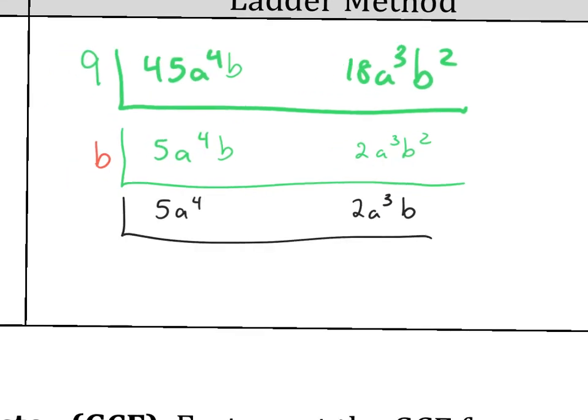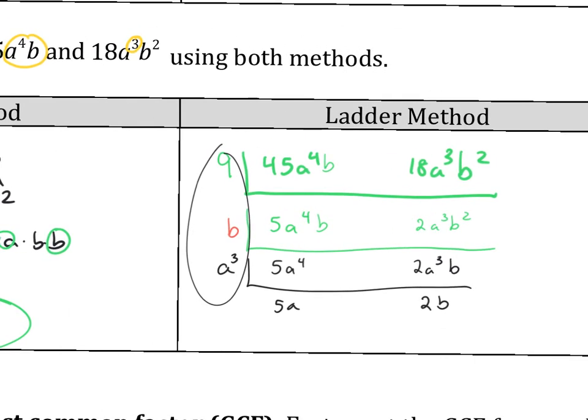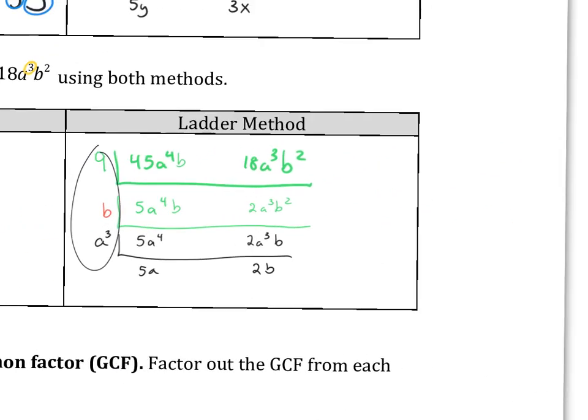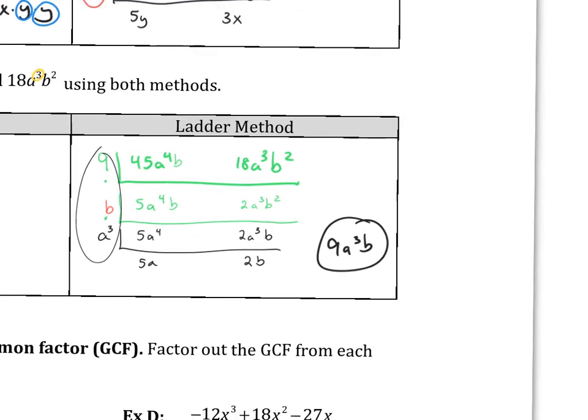And if we do it again, I'll pull out the a's this time. a cubed. So this gives me 5a, and this one gives me 2b. Because 5a and 2b have no common factors, my GCF is just going to be the product there: 9a cubed b, just like we got there. Now, don't circle that like I did, because that's not the answer. The answer is the 9a cubed b. Over here, I was just showing you where the answer comes from.